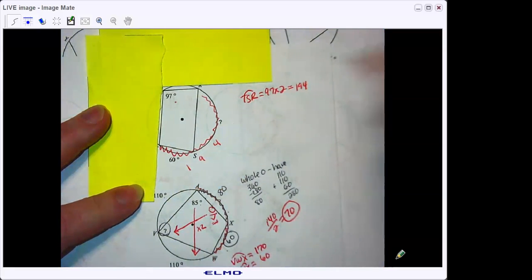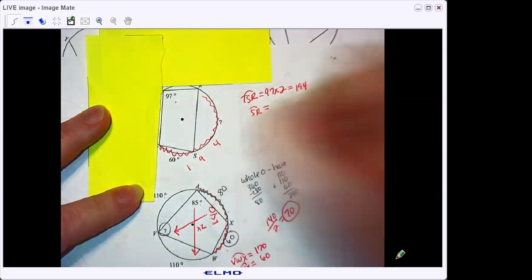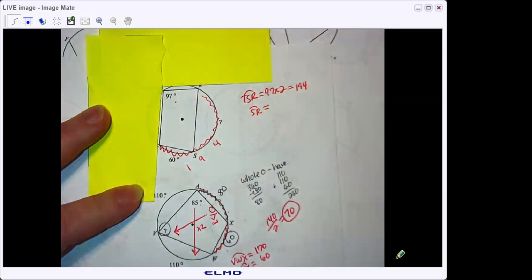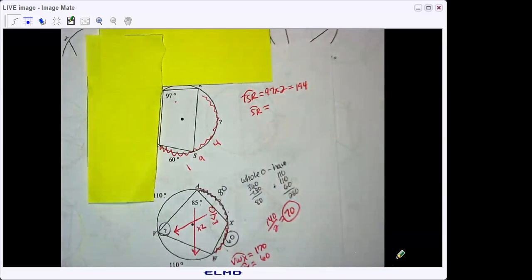So what would that make arc SR? What would that make arc SR? See, this looked a lot more complicated because it had the quadrilateral, the four-sided figure inside, but it didn't really matter. They didn't have to put this line there. Okay, good. Aiden's got it.